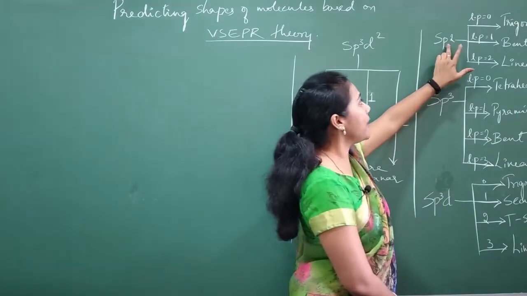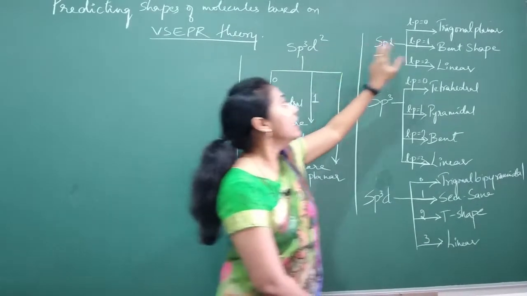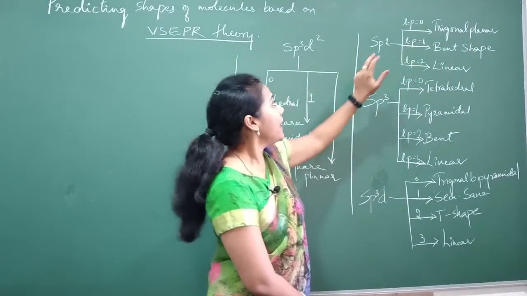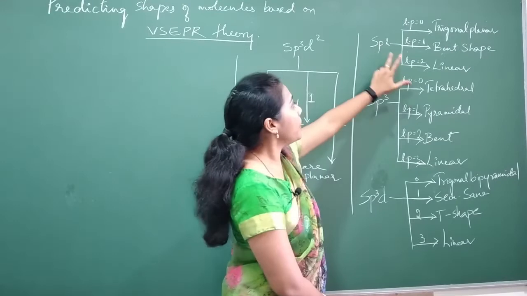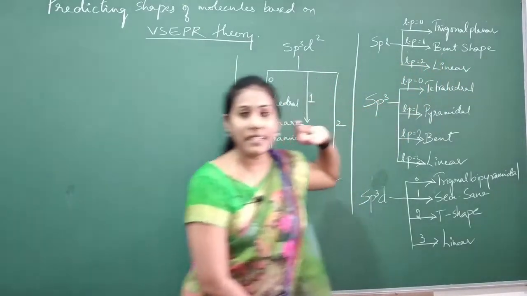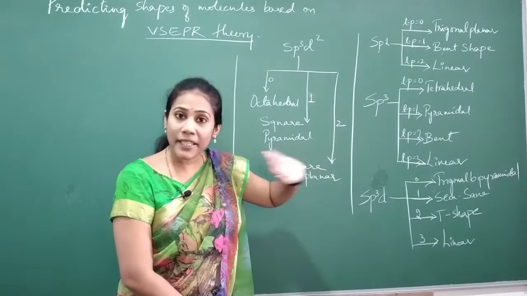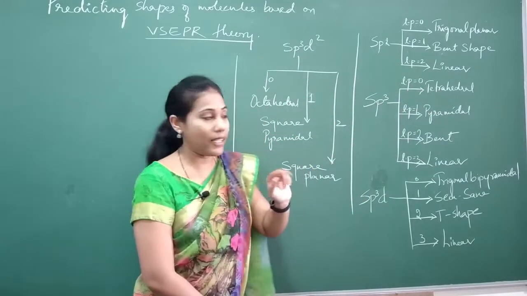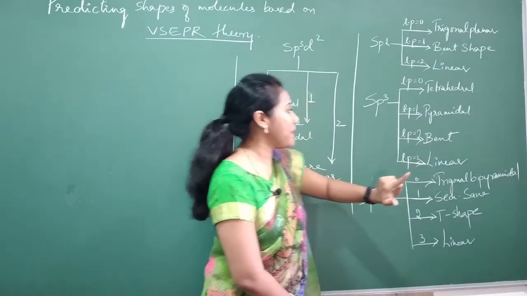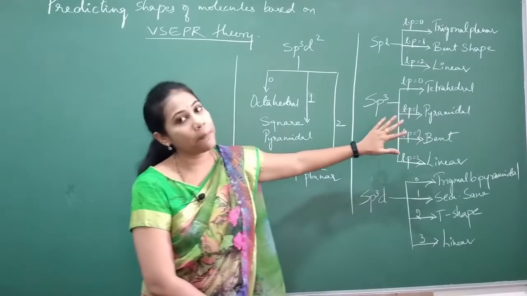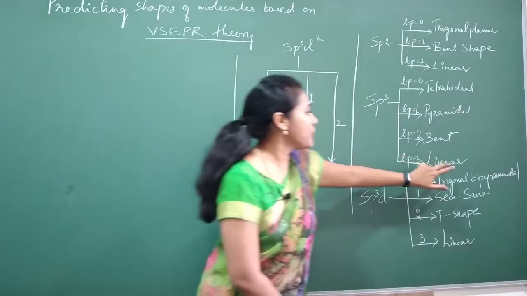For example, if hybridization is sp2 and you have 0 lone pairs, then the shape is trigonal planar. With sp2 hybridization and 1 lone pair, the shape is bent. sp2 hybridization with 2 lone pairs, the shape is linear. Similarly, if you get sp3 hybridization and you do not have any lone pairs, then the shape is tetrahedral. On having 1 lone pair, the shape will be pyramidal. If you have 2 lone pairs, the shape is bent or V shape. Bent shape can also be called V shape. And sp3 hybridization with 3 lone pairs, the shape is linear.